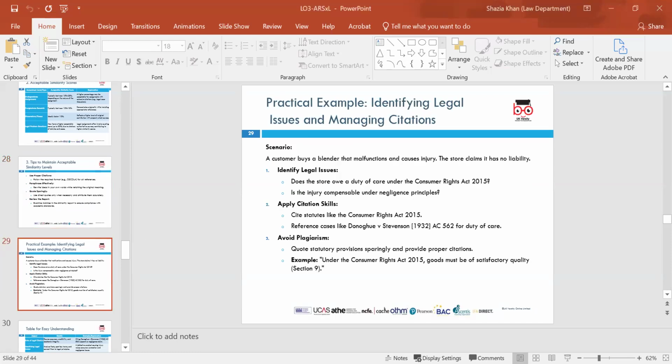Practical example: identifying legal issues and managing citations.